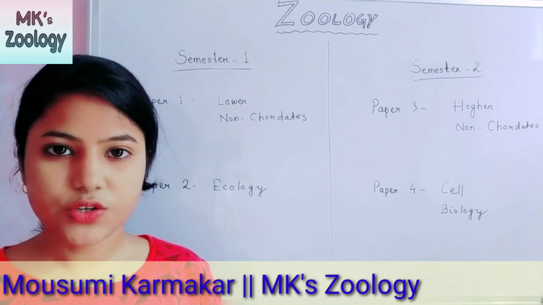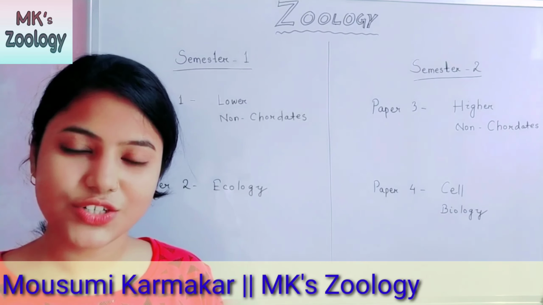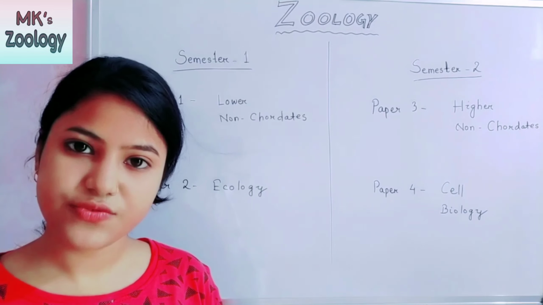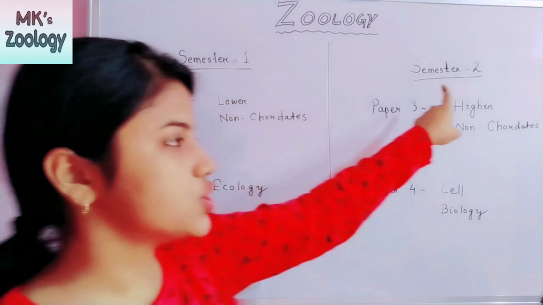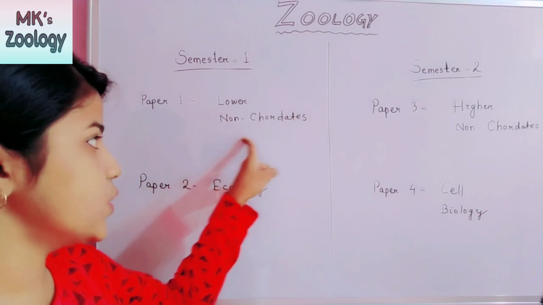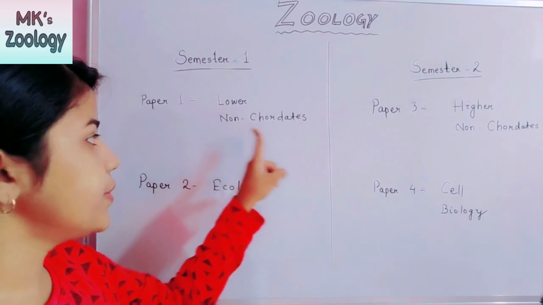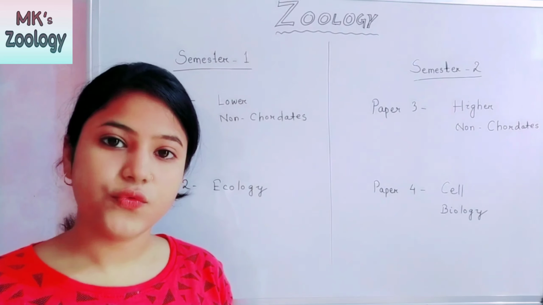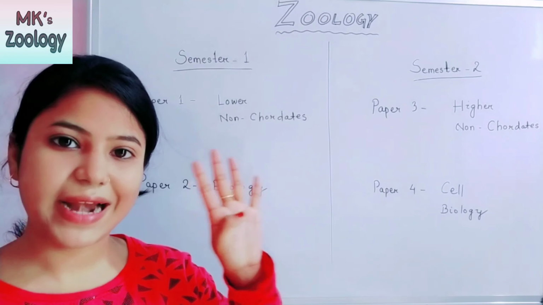In this video tutorial I will be talking about the syllabus of BSc first year geology students. In BSc first year there are two semesters, semester 1 and semester 2. In semester 1 there are two papers, paper 1 that is lower non-chordates and paper 2 that is ecology. In paper 1 there are four phylums: Protozoa, Porifera, Coelenterata and Platyhelminthes.